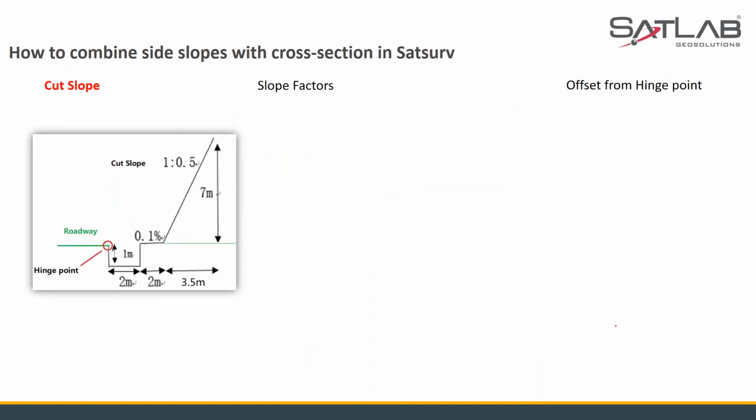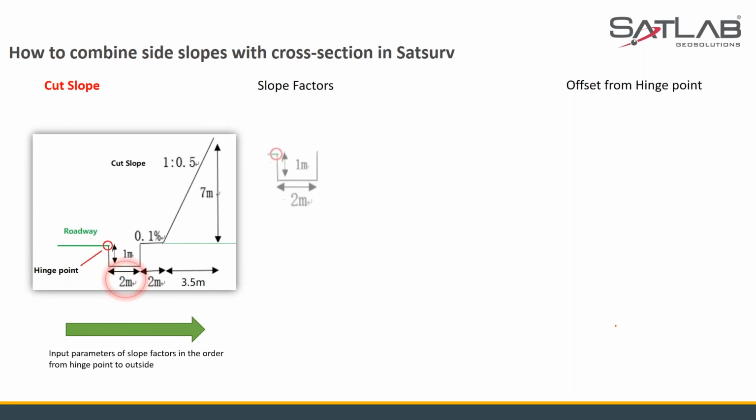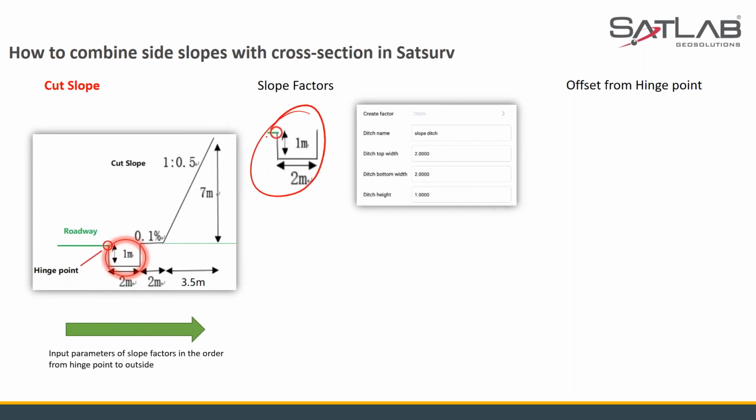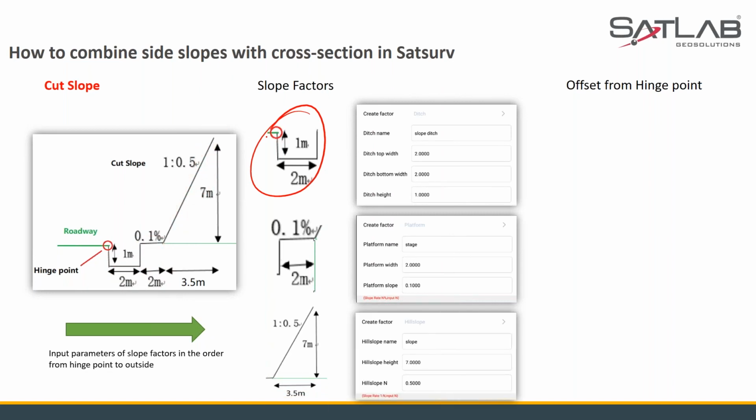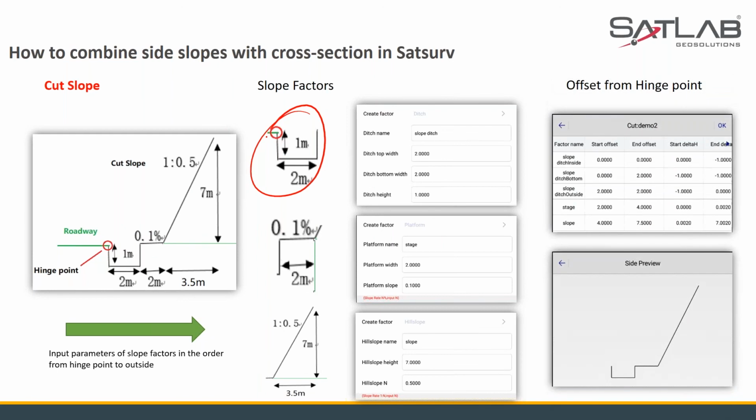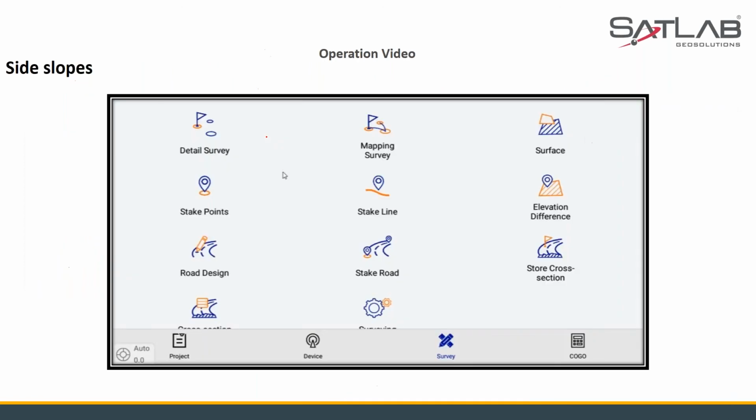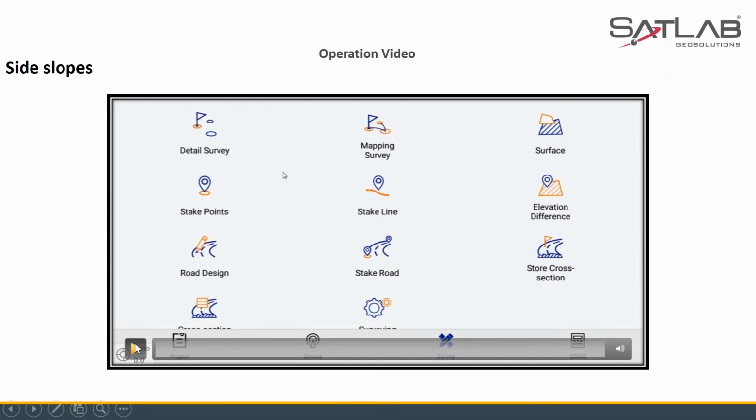And then comes my cut slope. Cut slope is easy, simple. It's just the reverse of the fill slope. So first we are designing the ditch, that is the drain, and we are designing the stage, and after that we are designing the cut slope. That's it. These are offsets of hinge points over here. Once we are done with it, we have the video over here for the side slopes.